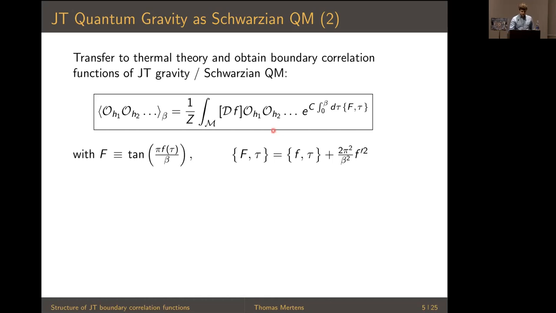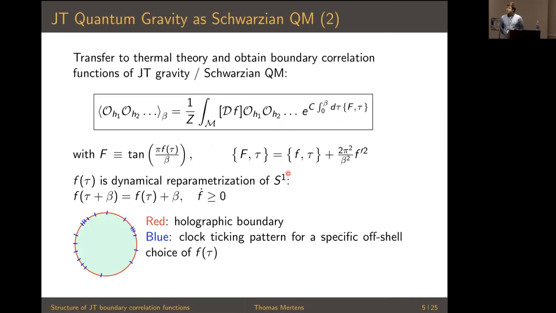Now, there are some technicalities here. I have introduced the big F we had on the previous slide, but also a small f. They are related by this tangent transformation. And there's a technical identity for the Schwarzian derivative you can write down. The reason for doing that is that this small f of tau is now to be interpreted as a dynamical reparameterization of the boundary circle, so of S1. In particular, it satisfies these two conditions. f dot is always positive to be a valid reparameterization. And if you go once around the proper time circle, you go once around the f circle.